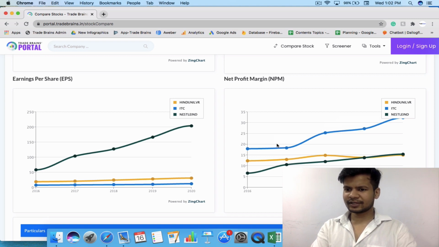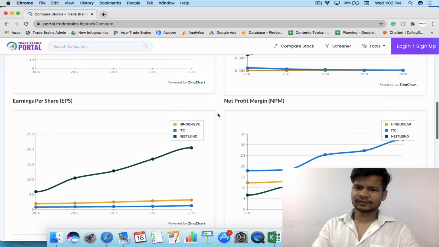So here if you see in the case of ITC, the profit margin has been continuously increasing, which is a very good sign, which means that the company has been able to reduce its cost and make more profits by selling the same number of products. On the other hand, if you look into Hindustan Unilever, its net profit margin is kind of stable for the last 5 years, and for Nestle India, it is also growing, which is a very good sign.